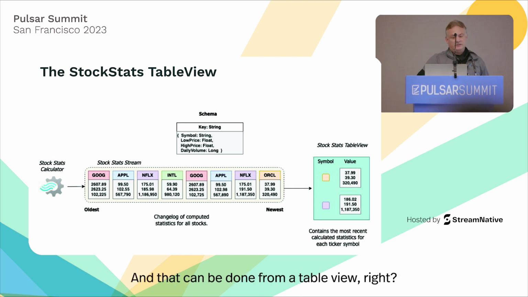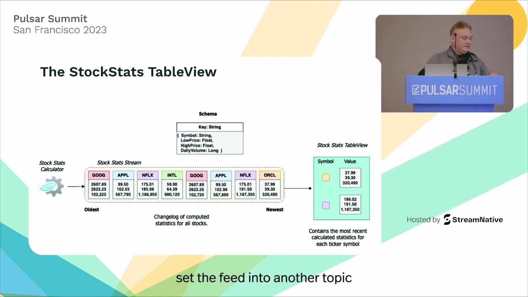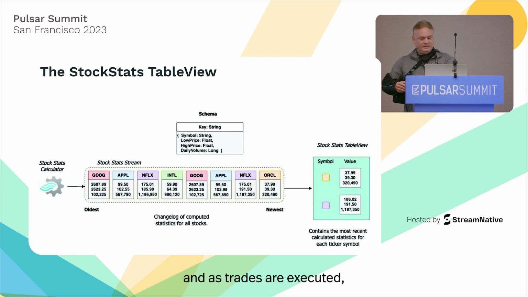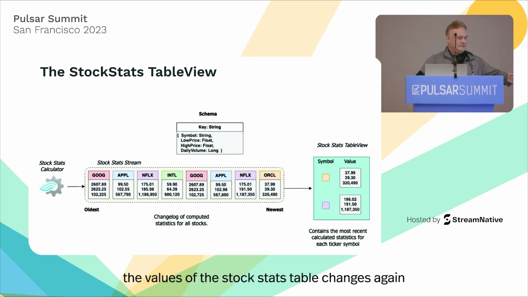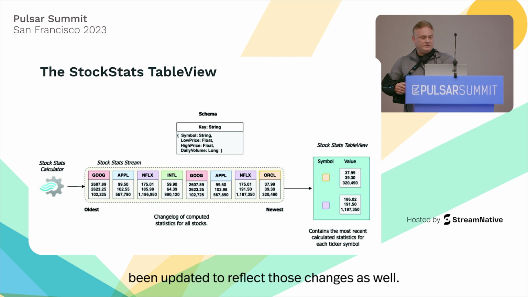And that can be done from a table view, right? So I've done some pre-processing in the data set to feed it into another topic. Table view gives me that for free, basically. So I can do all that information, and as trades are executed, the values of the stock stats table change. Again, the stock stats calculator is continuously updating this table, and then my table view is being updated to reflect those changes as well.